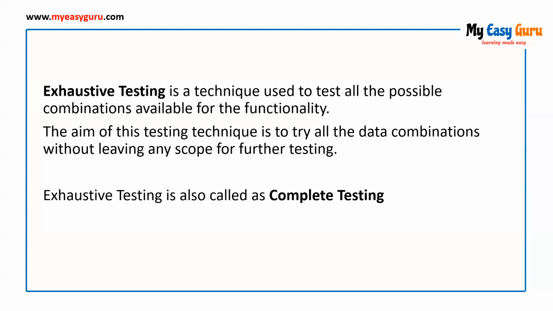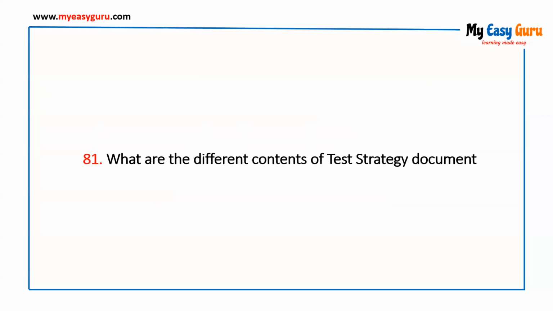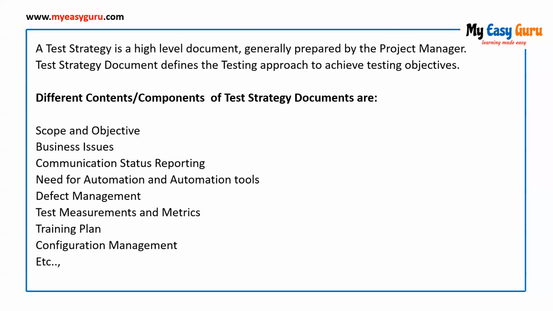Now let's move forward to the next question. The next question is, what are the different contents of test strategy documents? A test strategy is a high-level document generally prepared by the project manager. The test strategy document defines the testing approach to achieve testing objectives. So we know that now test strategy is a high-level document. Now let's discuss what are the different contents or the components of the test strategy documents.